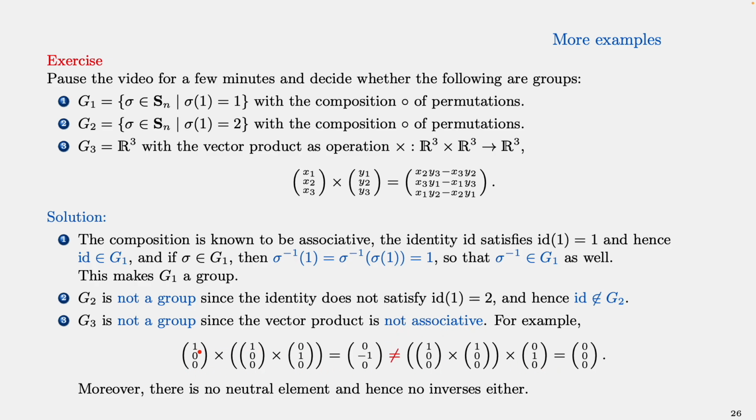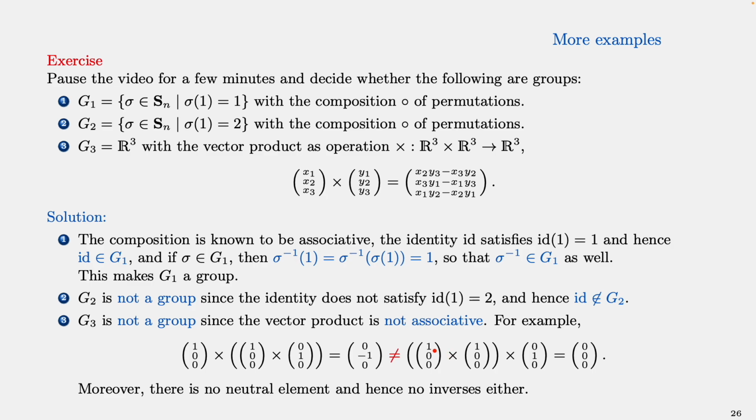So we take some standard vectors, 1, 0, 0 times, and now we first multiply out these two, 1, 0, 0 times 0, 1, 0, and then take this and multiply it from the right with that one. After that's all done, using this formula here, we find that this is 0, minus 1, 0. But if we move the parentheses to multiply these two first, then this product here gives 0.